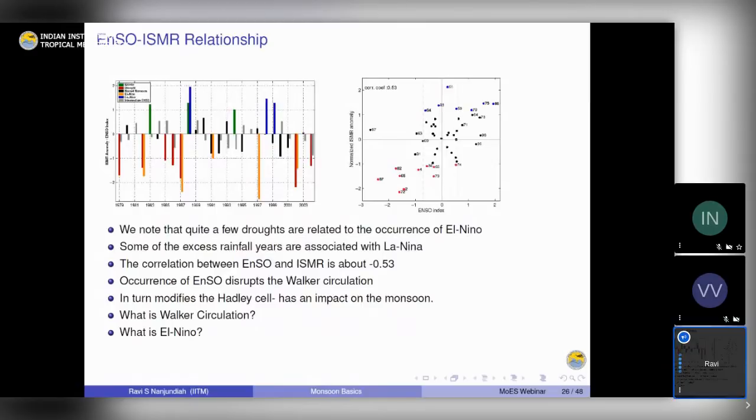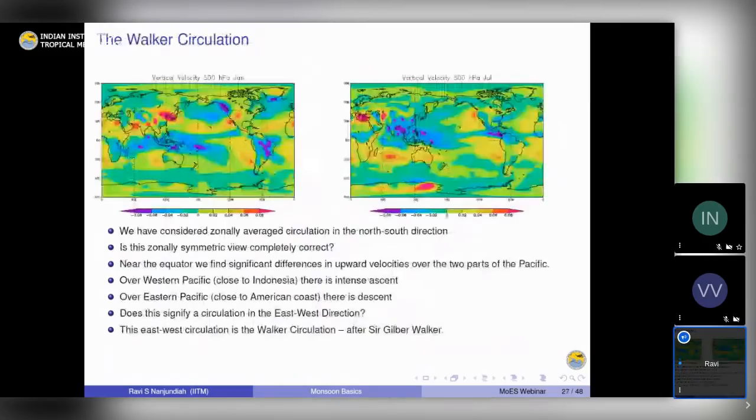And so let's look at what this Walker circulation is. If you look at the vertical velocities, we see the Walker circulation. The blues show upward velocities, and the yellows and the reds show the downward velocities. So there is rising motion on the western part of the Pacific, and there is descending motion in the eastern part and the central part of the Pacific.